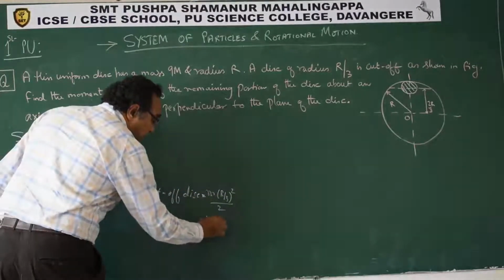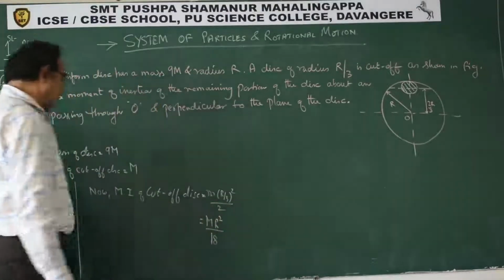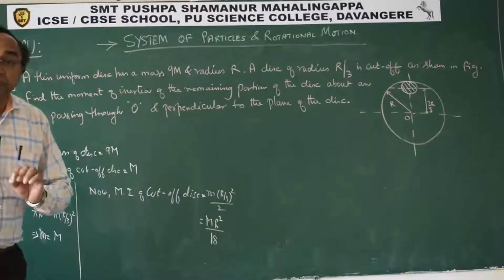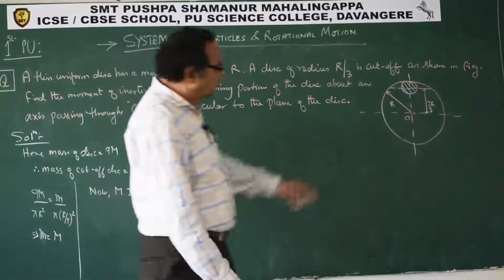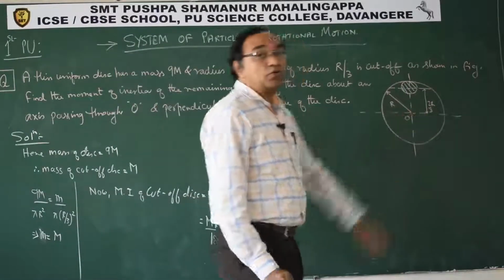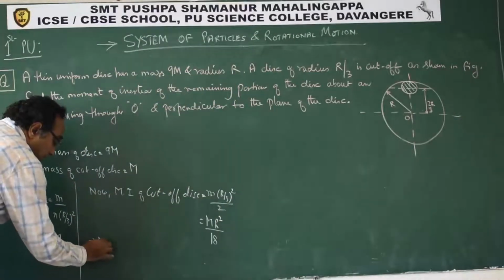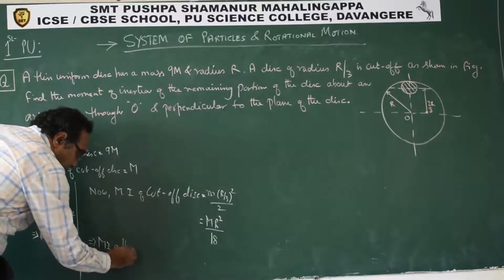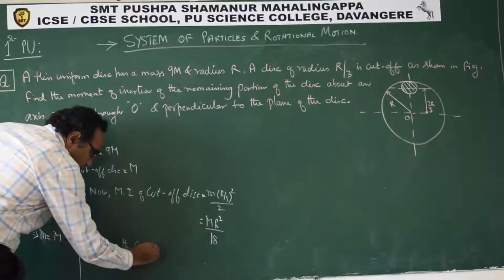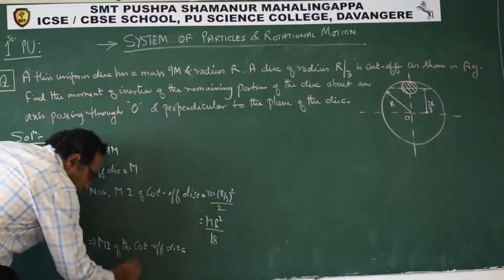So we get mr square by 18. This is what we get, about its central axis. Now we have to shift this about O. So therefore, the moment of inertia of the cut-off disk about O.